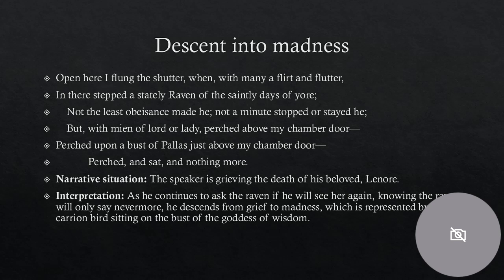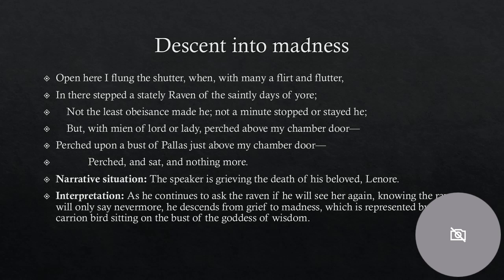And Pallas was Athena, the goddess of wisdom in Greek mythology. So by having a carrion bird, a bird that eats dead things, sitting on top of just the head, the bust of Pallas, you're thinking the head, the brain, the goddess of wisdom, and this bird that eats dead things is perched on it.